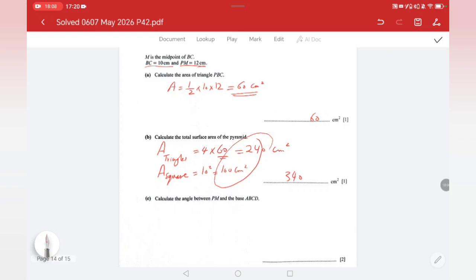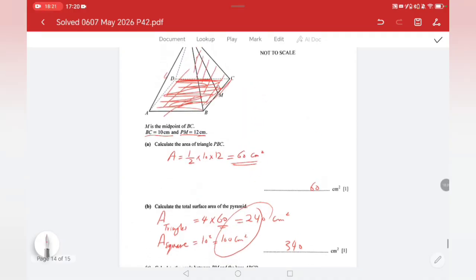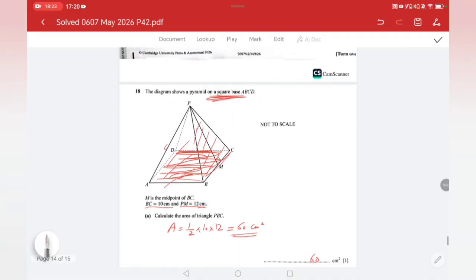Okay, so we are done with the surface area. Now, how about the angle? Calculate the angle between PM and the base. Okay, how many points? 2 points.